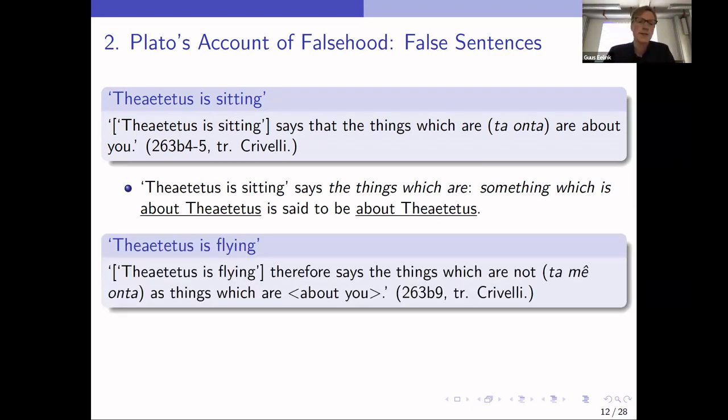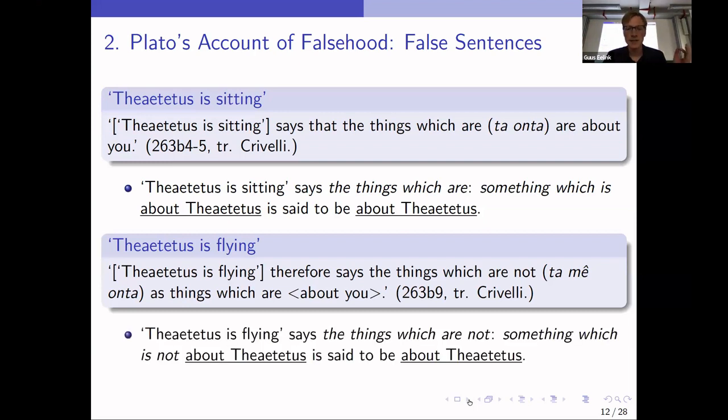Now, a false sentence, such as Theaetetus is flying, on the other hand, and I'm here quoting again, says the things which are not as things which are about you. Now, it's clear from the context that we have to think about you here, and a few lines down that is made explicit. So I take it from this that the false sentence Theaetetus is flying says the things which are not, in that something which is not about Theaetetus, namely flying, is said to be about Theaetetus. Okay, so this gives us an explanation of how a false sentence says the things which are not.